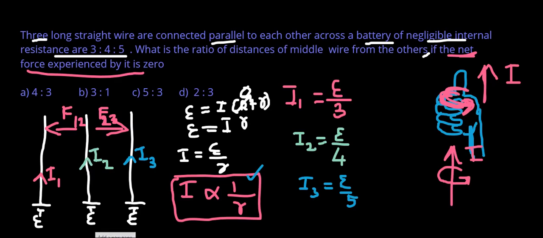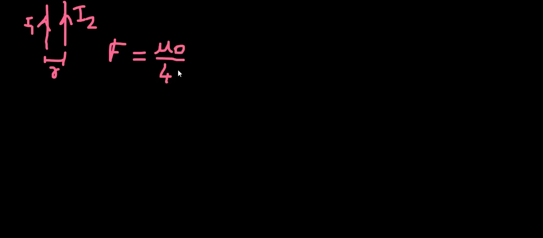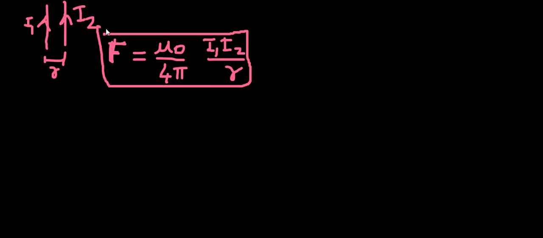As we know, when two parallel wires carry I1 and I2, let us consider like this, and the distance between them is R, then the force experienced is going to be mu naught by 4 pi into I1 I2 by R. This is the formula as we know from the magnetism chapter. This is the important thing, you must note it down here. The same formula is going to be used to solve this question.